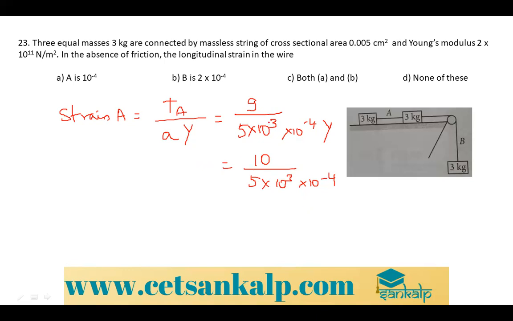This is also minus only, right? So 2 into 10 to the power... So we have not substituted the y value, right? What is the y value? 2 into 10 to the power 11. So this 2 and this 2 get cancelled. So 10 to the power 7 minus 11, so 10 to the power minus 4. Right? That is for strain A.